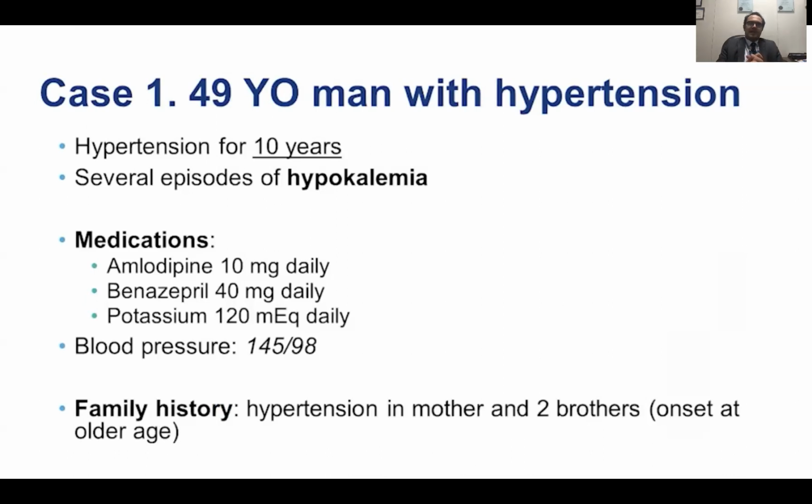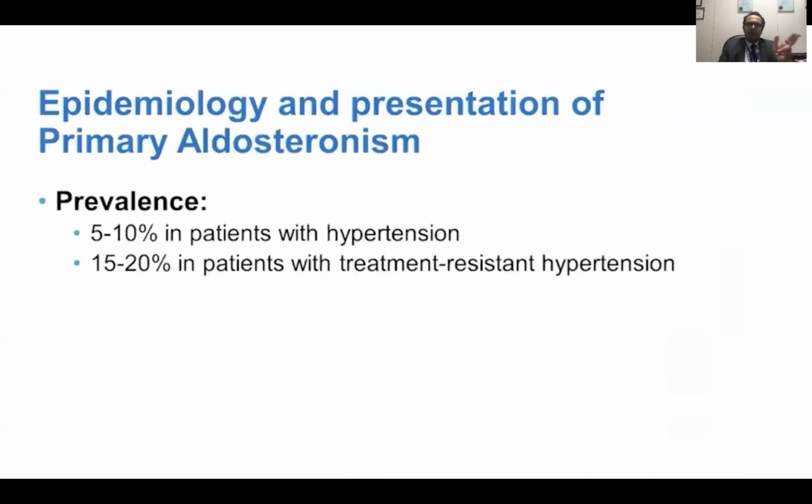So we start with this case: a 49-year-old man with hypertension for 10 years, with several episodes of hypokalemia while on 2 drugs, amlodipine and enalapril. The patient had hypokalemia and hypertension, so this qualifies him for the aldosterone workup.